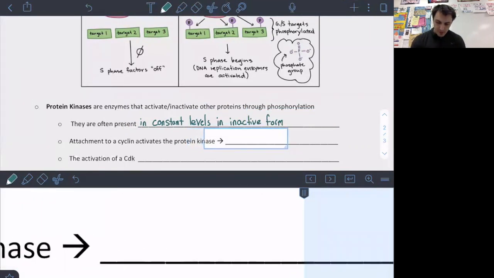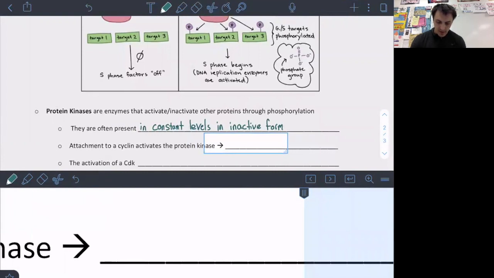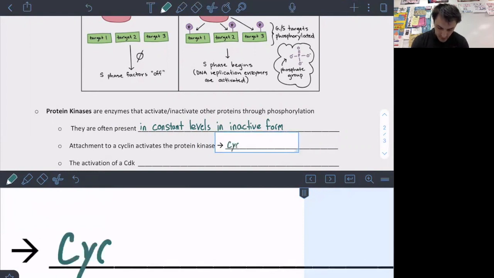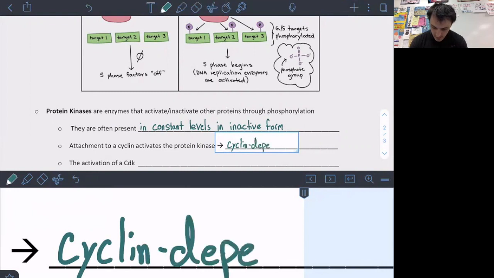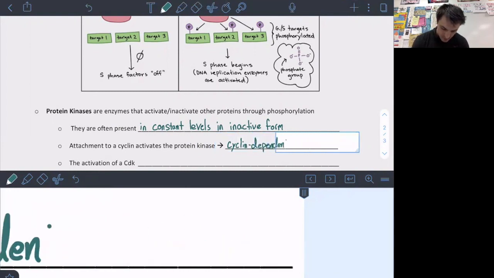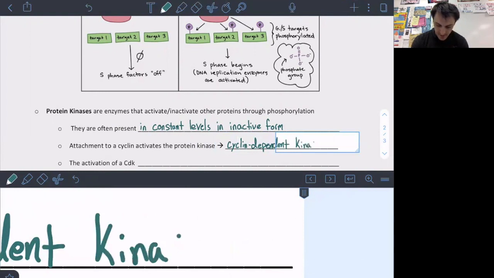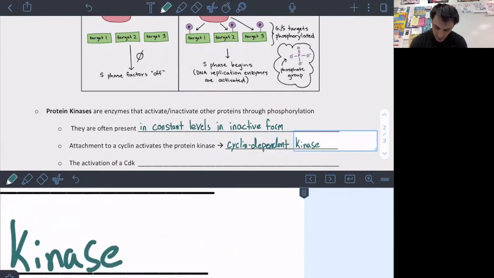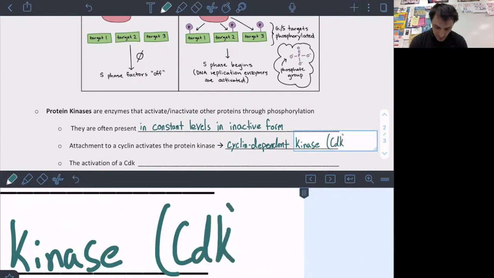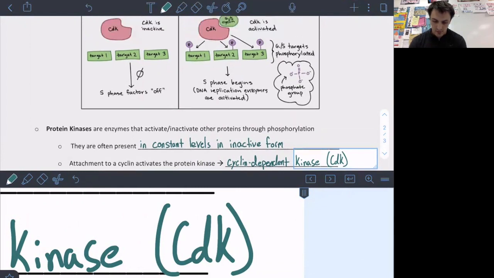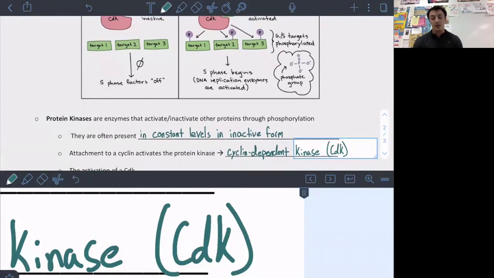So you may have heard me mention before that the attachment from the cyclin really is going to activate this protein kinase, and this is specifically called a cyclin dependent kinase, which is abbreviated as CDK. It's just a specific type of protein kinase that, again, is dependent on activation through cyclin.